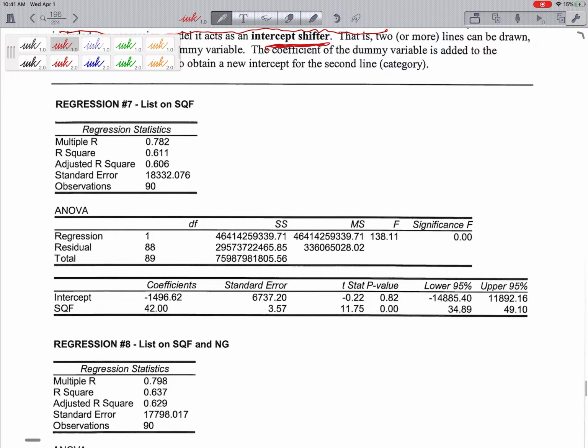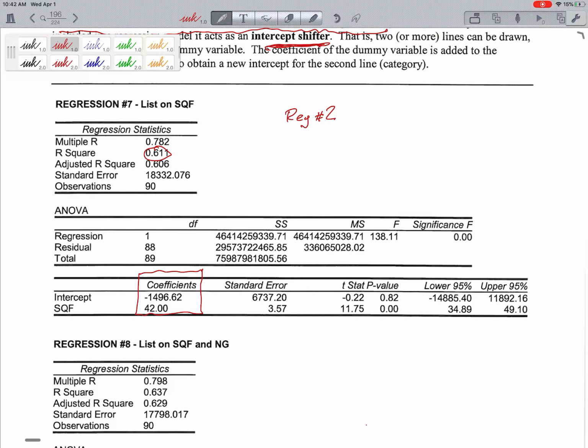So regression number 7 is listing price on square footage. We've seen this before. This was regression number 2. We had the listing price of the house equal to minus 1496.0.62, plus 42 times SQF, and we have an R squared value here of 61.1%. So we saw all that in the last couple of units when we were talking about multicollinearity and then how to correct it using stepwise regression.